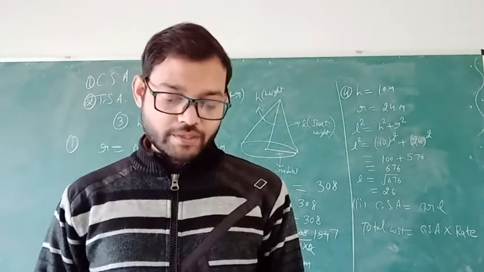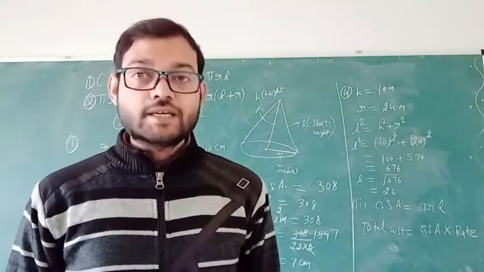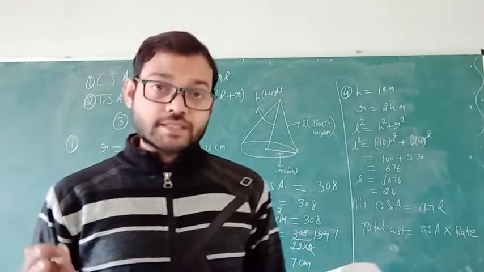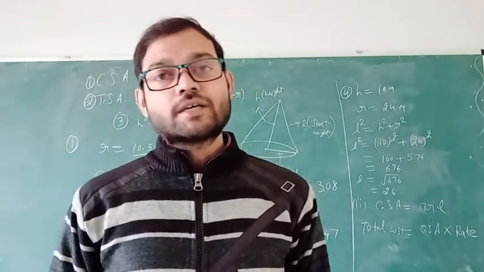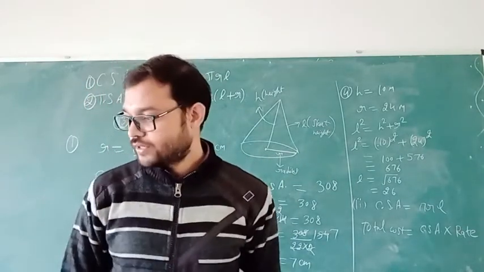The width of the tarpaulin is 3 meter wide and height is 8. Base radius is 6. Okay? You have to find the total length, how much will it be? Okay? So let's start.